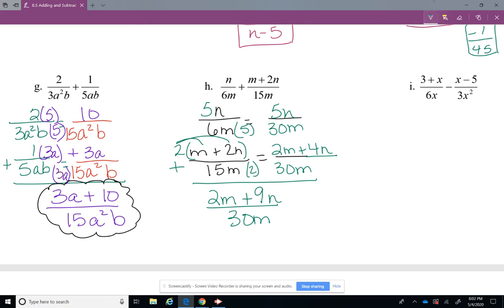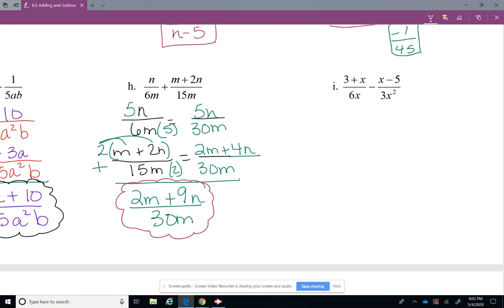And there's nothing that all three of them share, so I'm not going to be able to bring anything out to factor it and reduce more, just like the one before. They had no common factors.